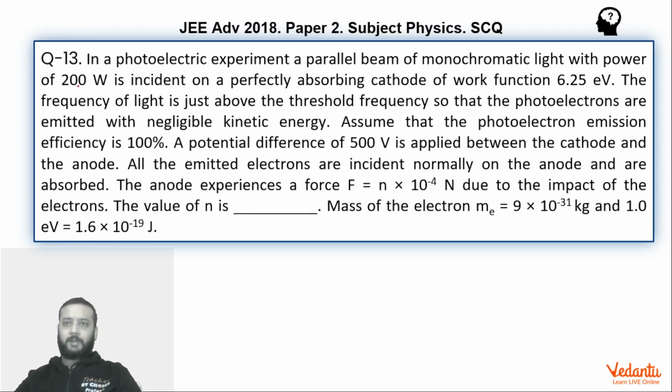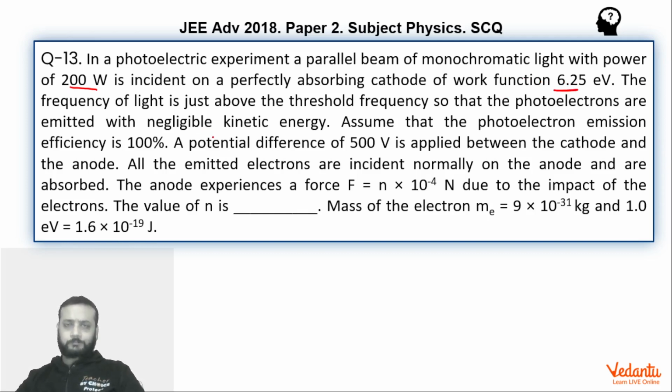So a beam of light which is of 200 watt is incident on the cathode of work function 6.25 such that electrons are released at negligible kinetic energy. That means the energy of the photons must have been also 6.25. Then we can say K max will become 0. Okay, so each photon that is incident must have been of the energy 6.25 electron volt itself.